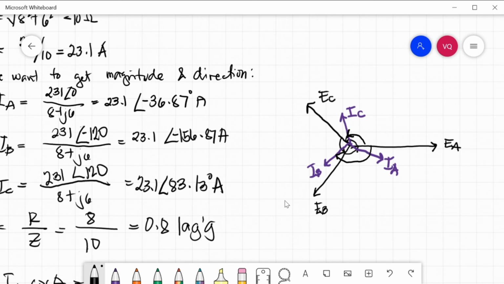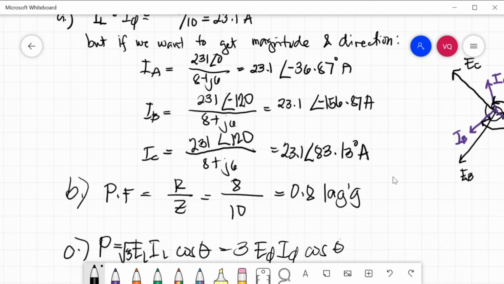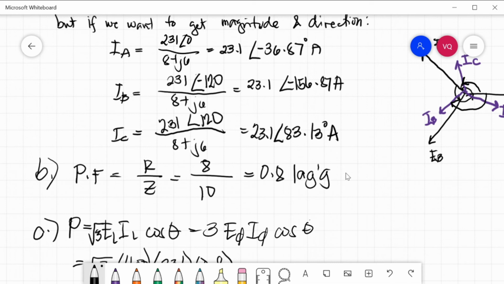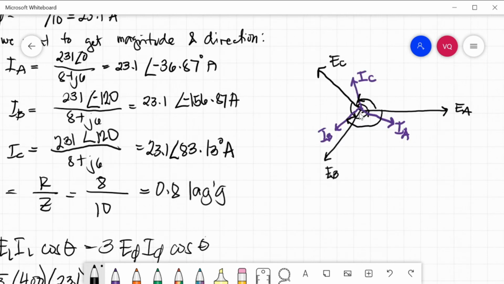So for the power factor, letter B, we can solve that by R over Z. 8 divided by 10, that is 0.8 lagging. Lagging because, as you can see here, the voltage leads the current. So the current lags. That's why it has a lagging power factor.